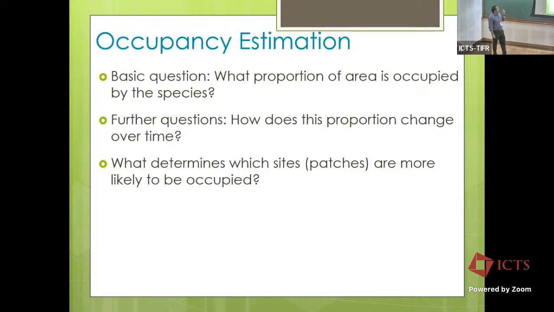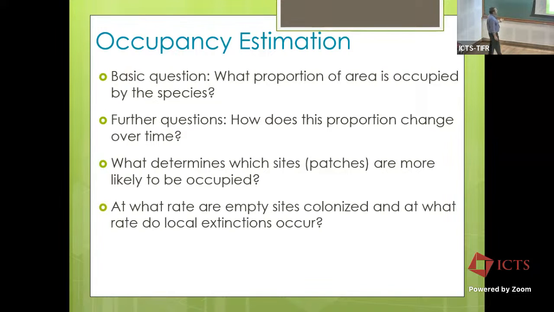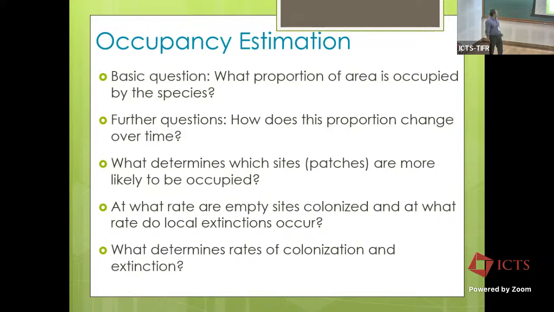We may ask what determines which sites are more likely to be occupied. Now we're getting into the why questions. We're looking into all those different things we said, drivers of change, all the different factors that can influence the underlying vital rates. That's what we are interested in over here. And at what rate are empty sites colonized, and at what rate do local extinctions occur? This is all when you're tracking it in time, right?